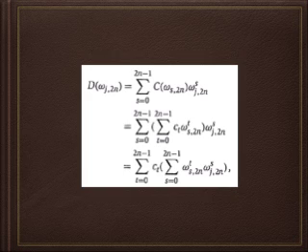D(omega_j,2n) is equal to the summation of C(omega_s,2n) times omega_j,2n to the s, summing for all s from 0 to 2n minus 1, where we can replace C(omega_s,2n) to get a double summation.